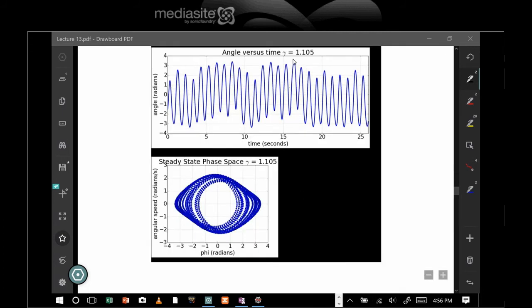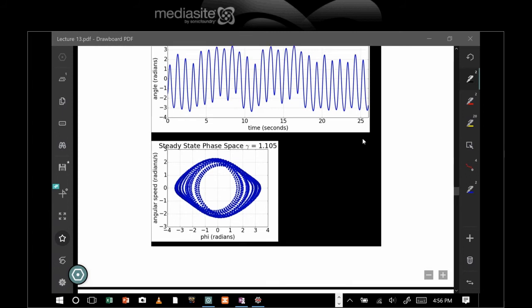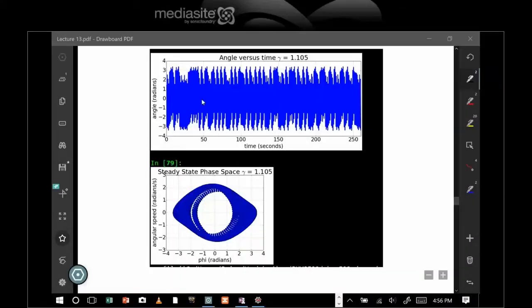Okay, so now what I did was I increased gamma to 1.105, and you can see it's hard to see. There's some periodicity here, but they're not the same heights. And so here you can see, well, I don't see any closed shapes, not circles, but closed shapes. And again, I'm only solving for 25 seconds. So it's like, okay, well, let's solve for 10 times as long. So if I do that, that's right here.